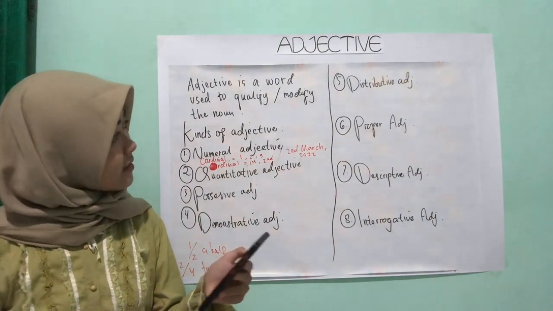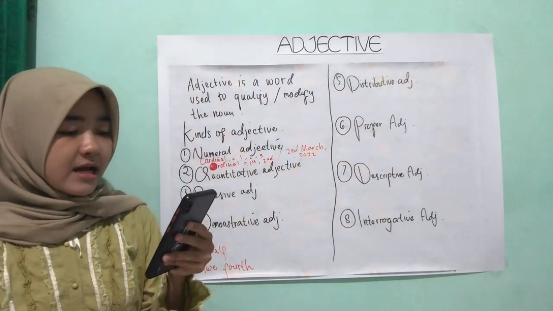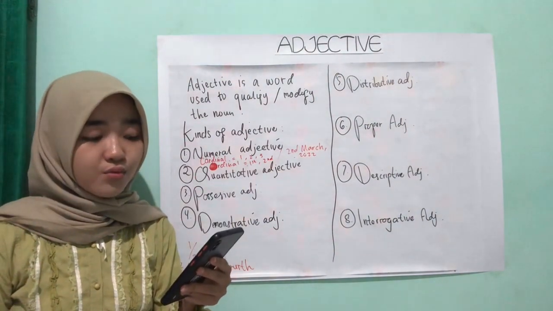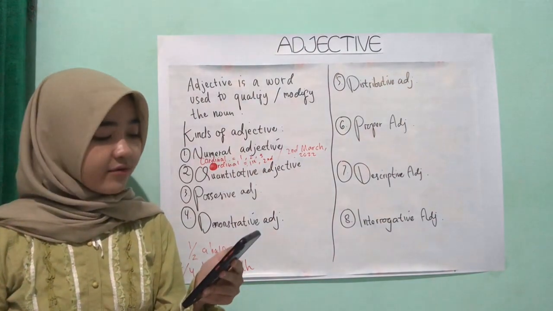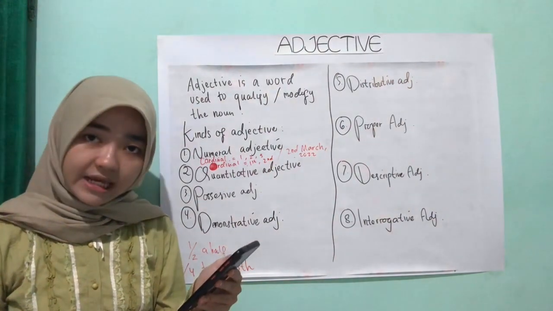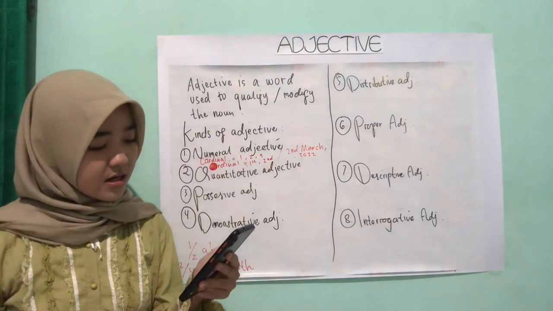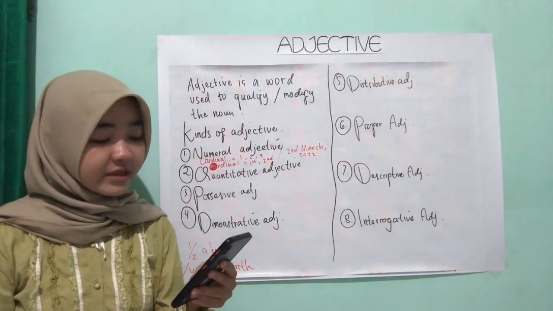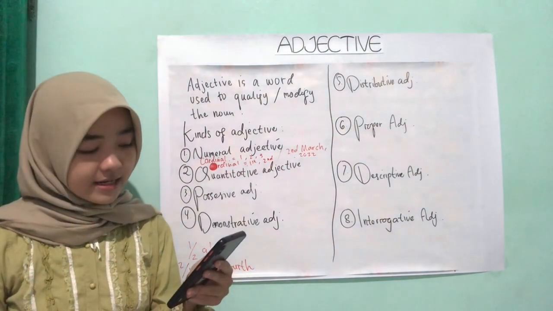The fifth, distributive adjective, is the adjective used to show one of the existing things. The words are every, each, either, and neither. The position of distributive adjective must be before the noun modified.